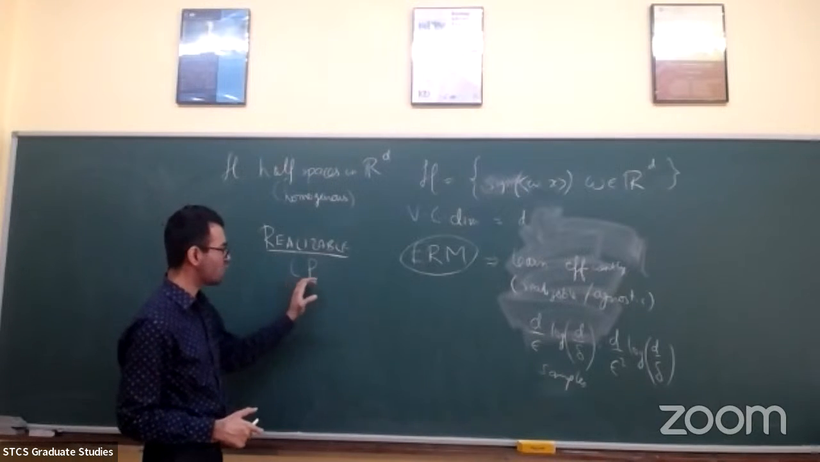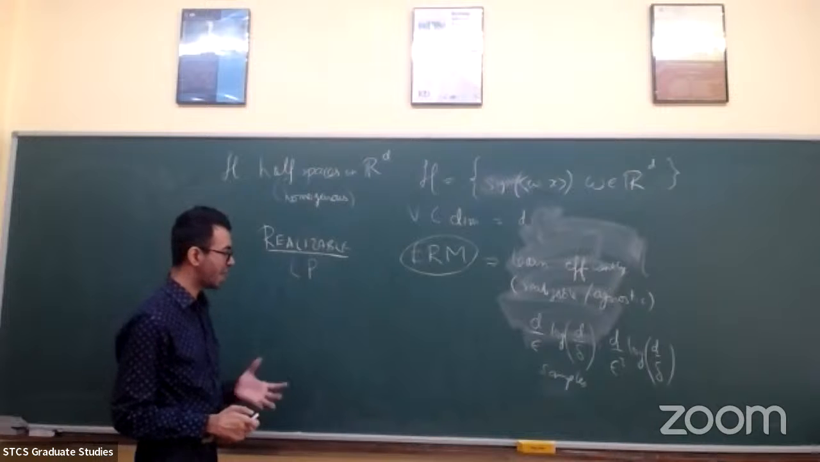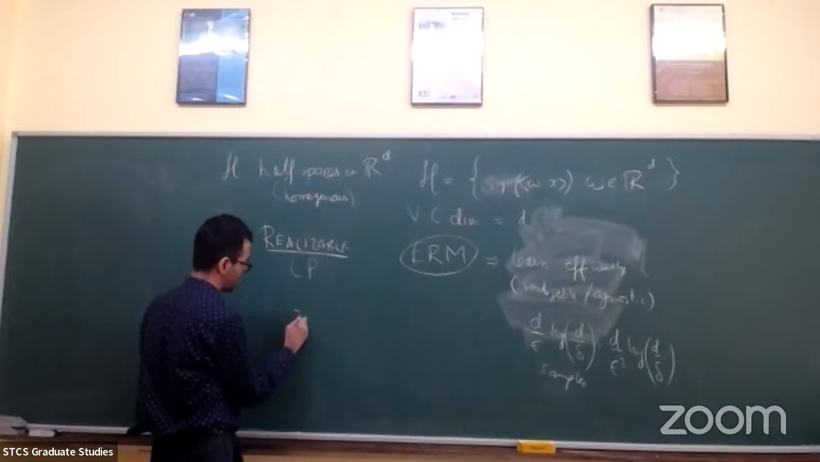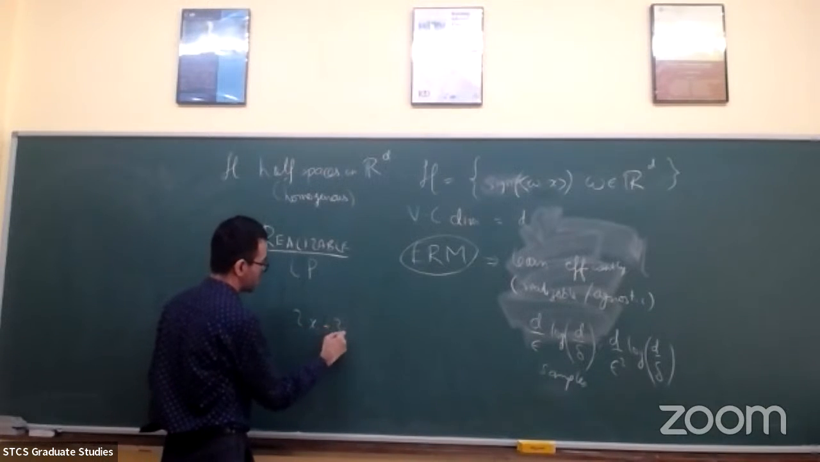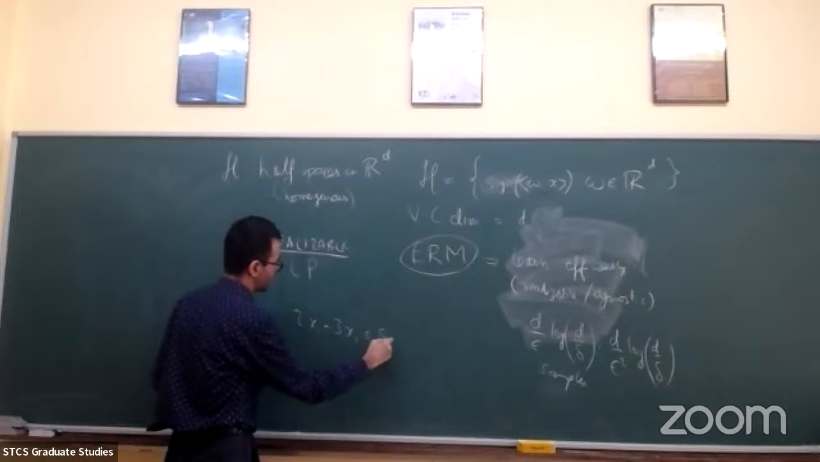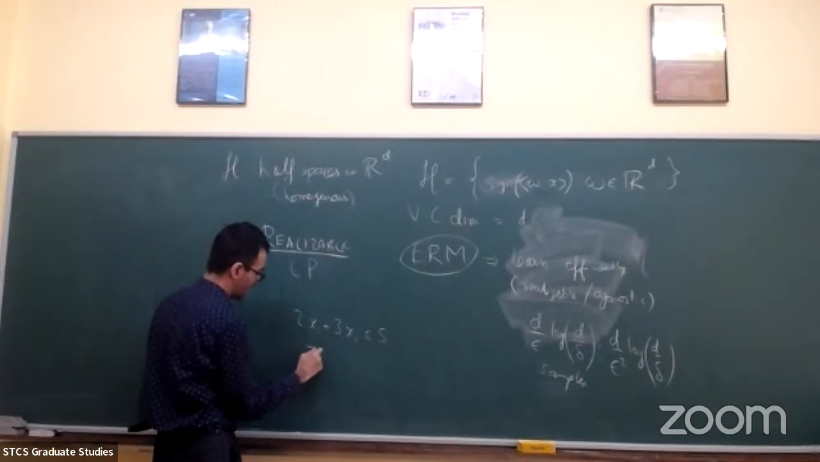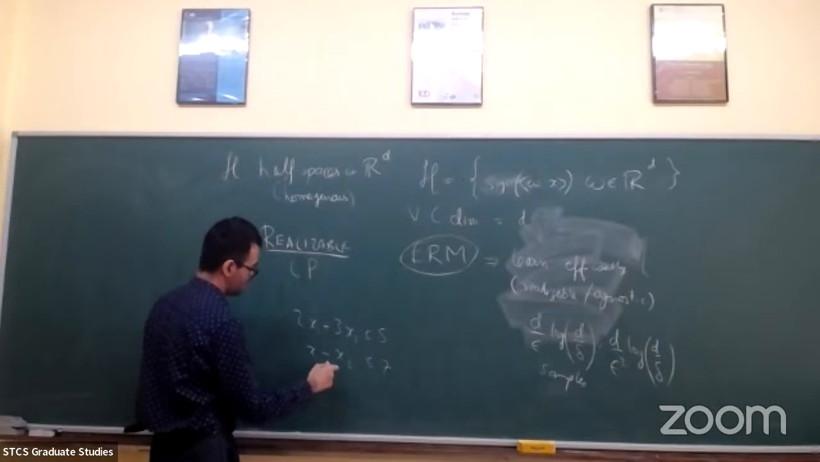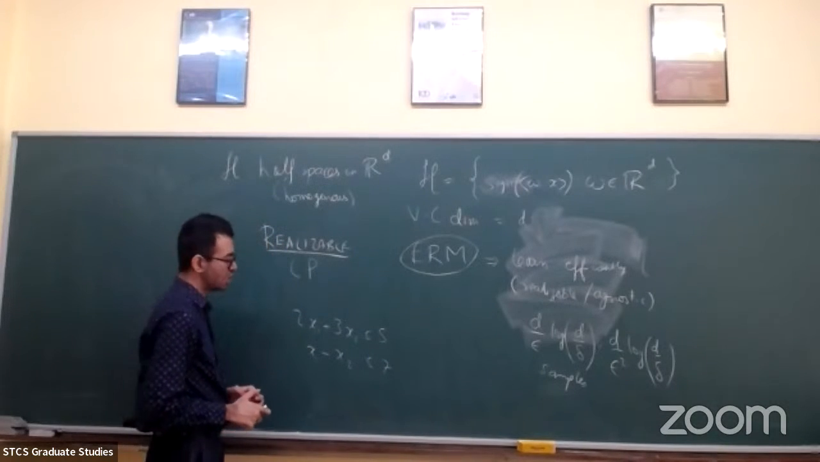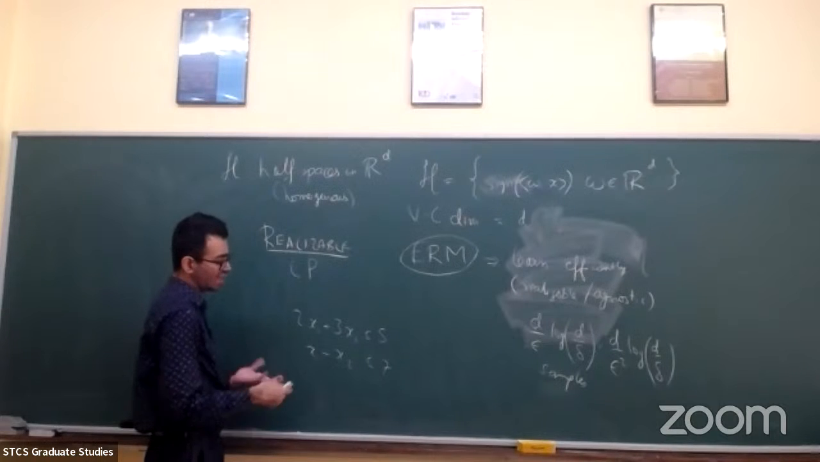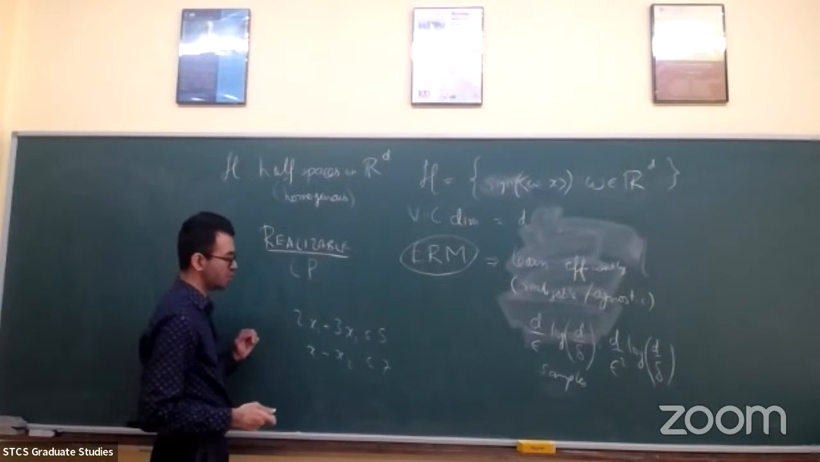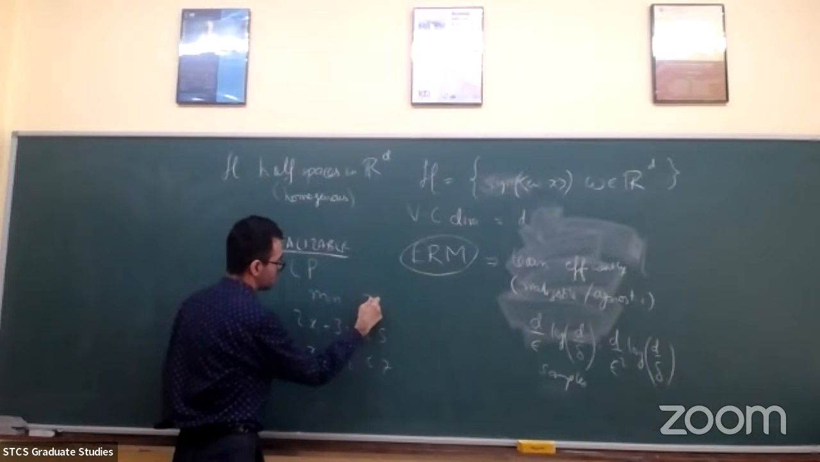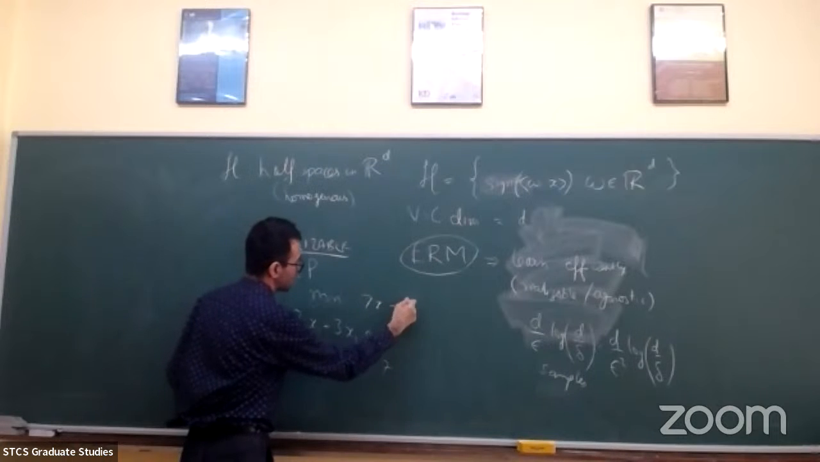A linear program is something where you have a bunch of linear constraints. Let's think of them as less than or equal to constraints. Let's say you have 2x1 plus 3x2 at most 5 and x1 minus x2 is equal to 7. Maybe you have some constraints like this, and then maybe you want to minimize or maximize an objective. Maybe you want to minimize 7x1 minus 8x2.